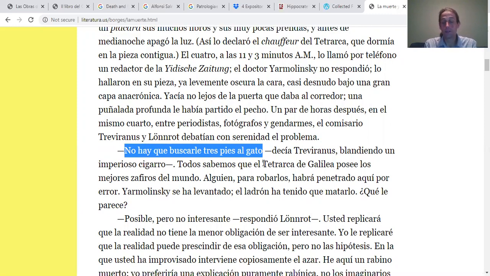Now, in Spanish, literally, this line means there's no need to look for 3 legs or 3 feet on a cat. And literally, of course, it's practically nonsensical. It's an idiomatic or colloquial expression that means something like, no need to create extra problems for ourselves, no need to engage in an endeavor that's likely to be fruitless, no need to go on wild goose chases. But in Spanish, the expression contains this word 3. So again, it reiterates the motif of threeness.